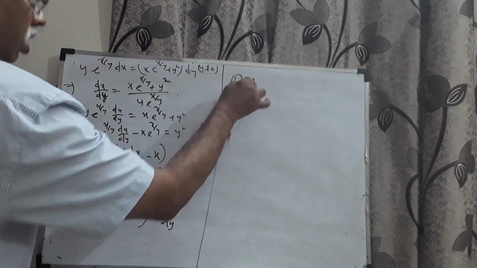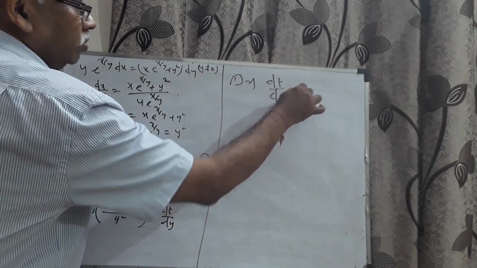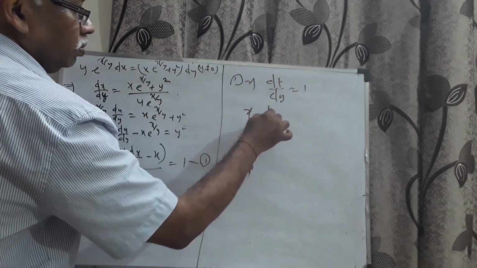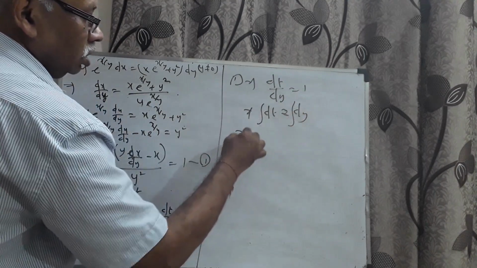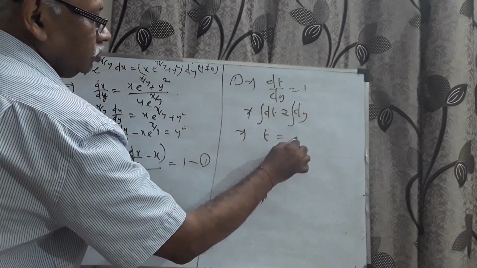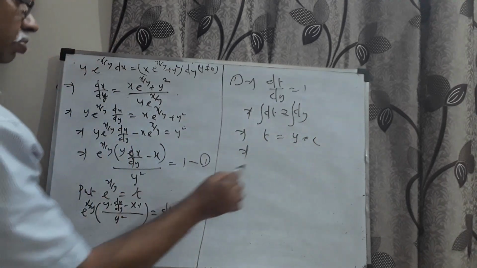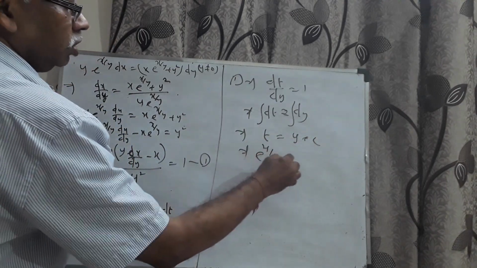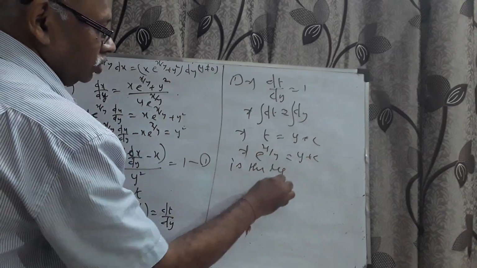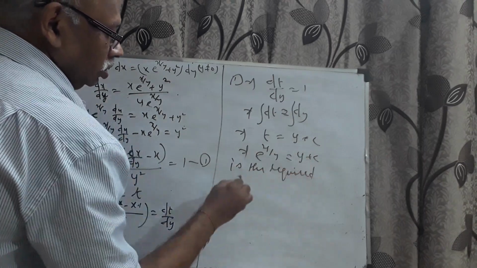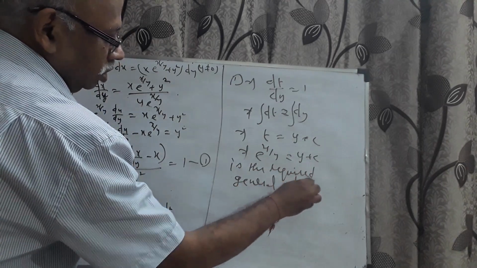Therefore, equation 1 implies dt/dy happens to be 1, which implies dt is equal to dy, or integral dt is equal to integral dy, which implies t is equal to y plus c. But my t is nothing but e^(x/y). So e^(x/y) is equal to y plus c, which is the required general solution. It's totally a different problem.